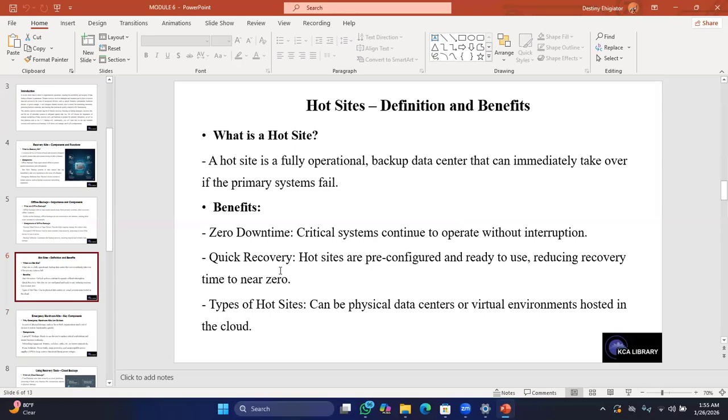Then what are some of the types of hot sites? It can be physical data centers, or it can be a virtual environment hosted in the cloud.